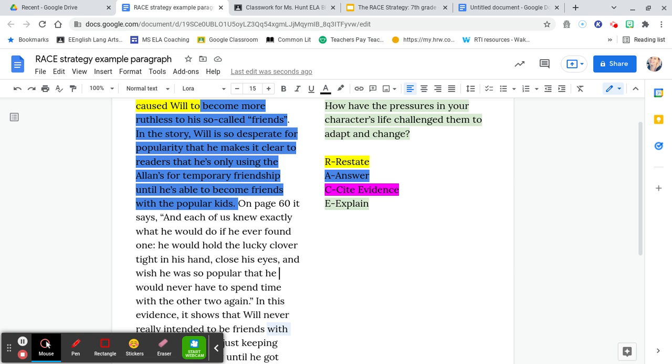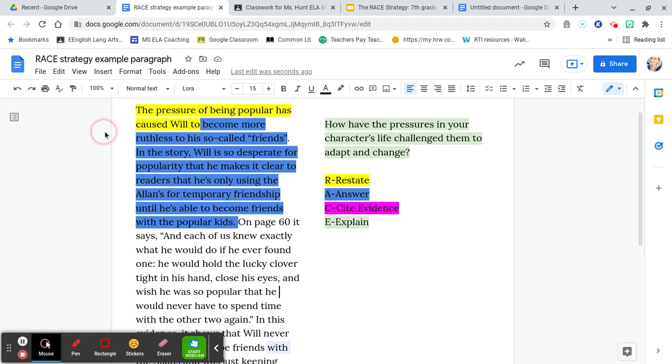I basically asked myself, if someone has never read this story, what details might they need to know in order to understand what's going on in my text evidence? They need to know that he was super desperate and he was using the Allens. They weren't really even friends. They were just place fillers at the time until he found his real friends, the popular kids. All of that is considered part of our answer because you're simply providing your own work here to say, here's what's happening in the story.